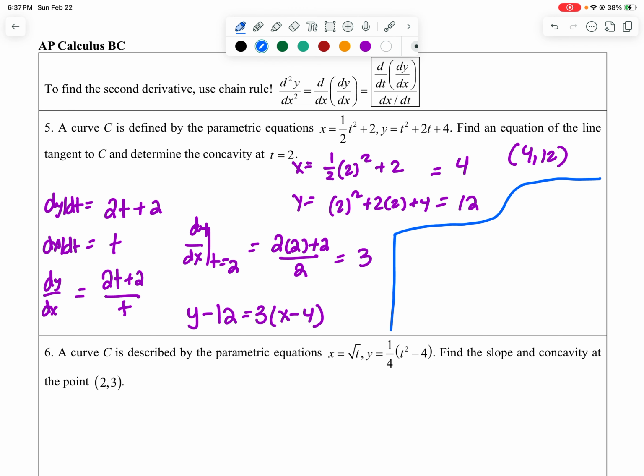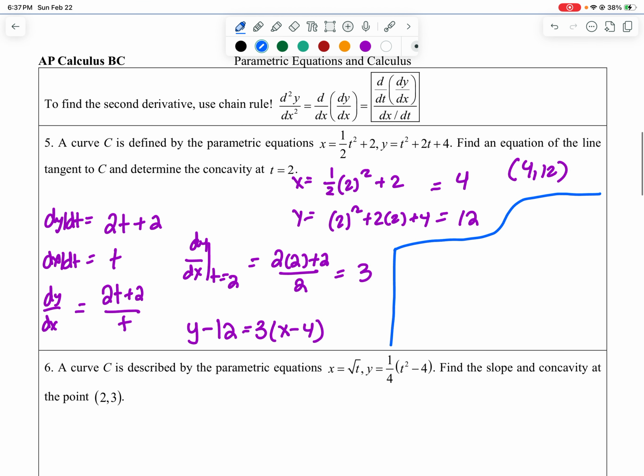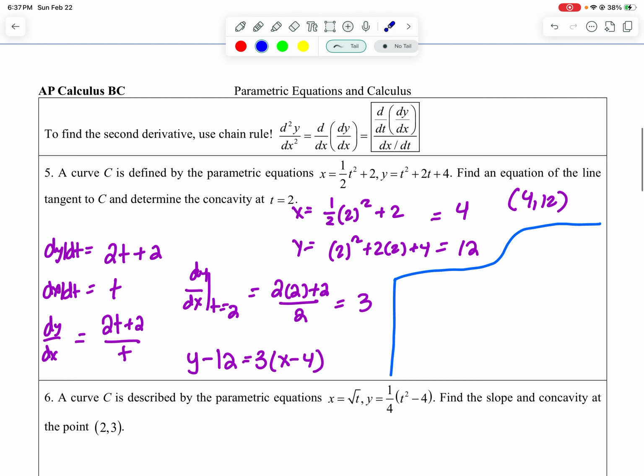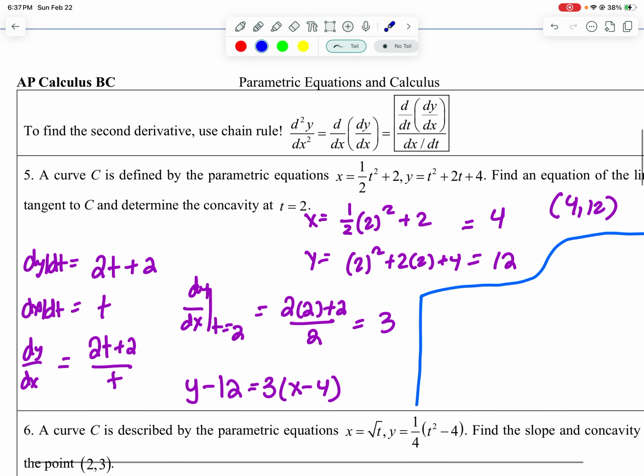Part B says determine concavity. Well, to determine concavity, we need the second derivative. Now, here's what the second derivative entails. Essentially, what we're going to be doing here is taking the derivative of the derivative. So in this case, we are going to take the derivative of dy dx, and remember that this is with respect to t. So the numerator says take the derivative of the derivative with respect to t, and then we're going to divide that by dx dt.